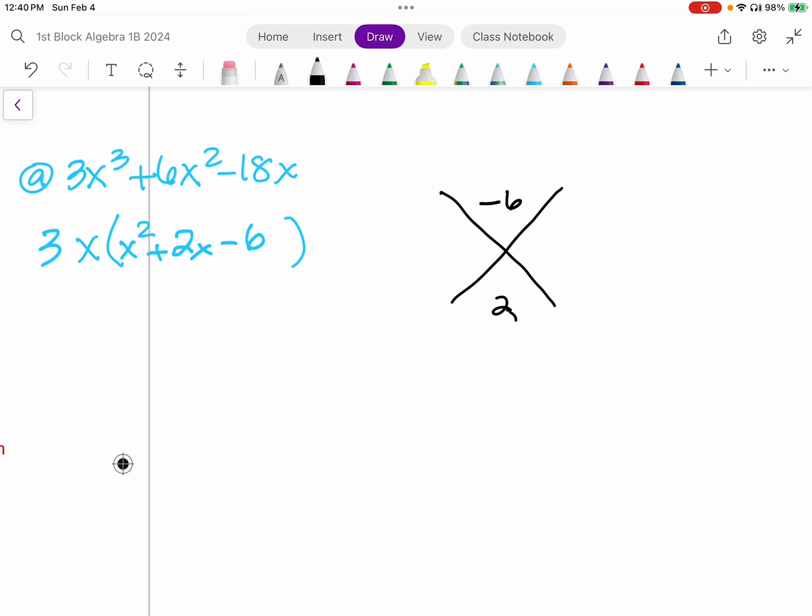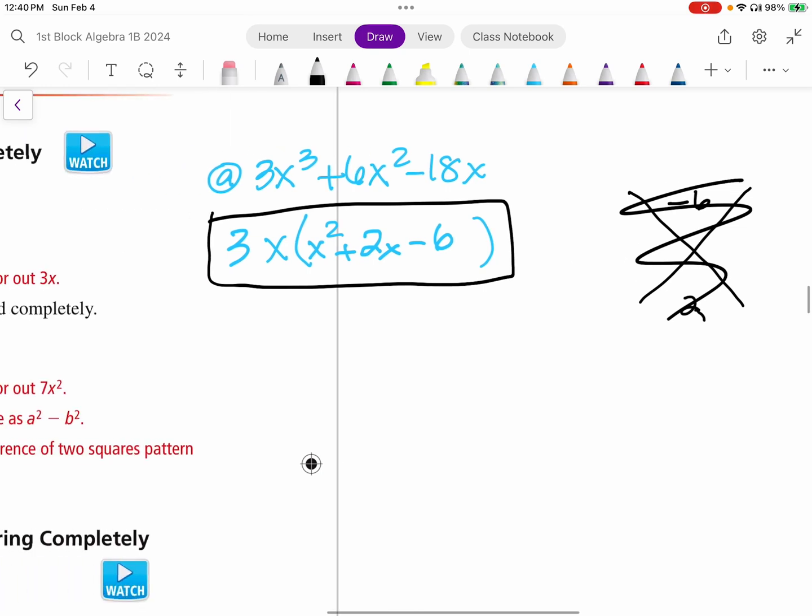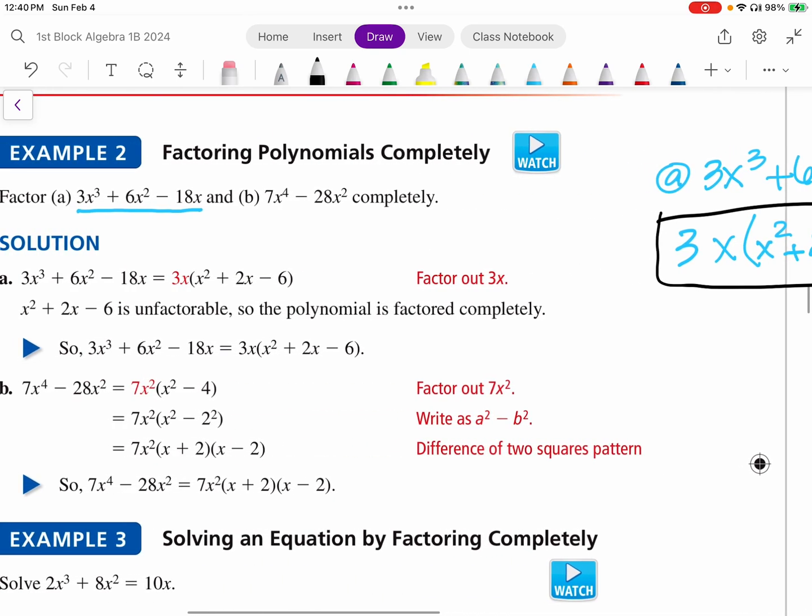Well, usually I start by looking at factors of my top number, but when my bottom number is 2, there's only two ways I can add to get 2: 2 plus 0 or 1 plus 1. Neither of those are going to work for getting a product of negative 6. So then I know that this trinomial cannot be factored any farther, and all I had to do to factor completely was pull out the greatest common factor. 3x times the trinomial x squared plus 2x minus 6.